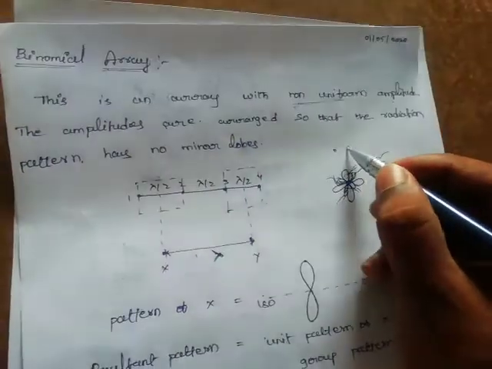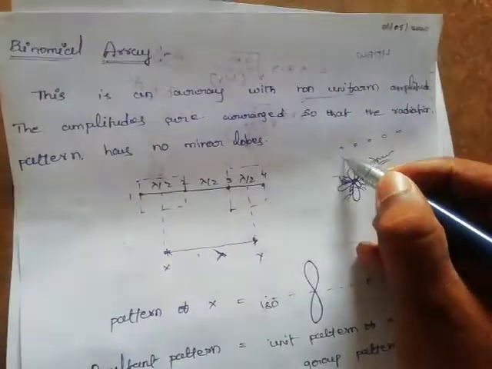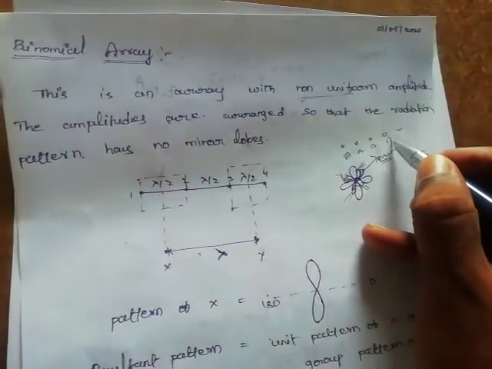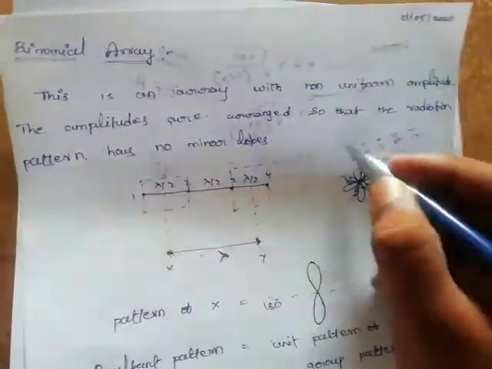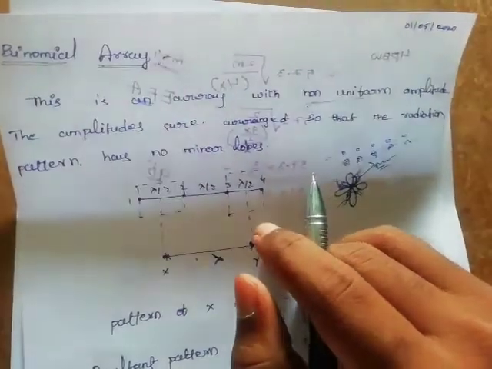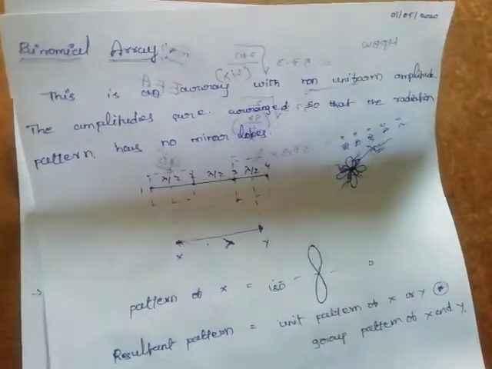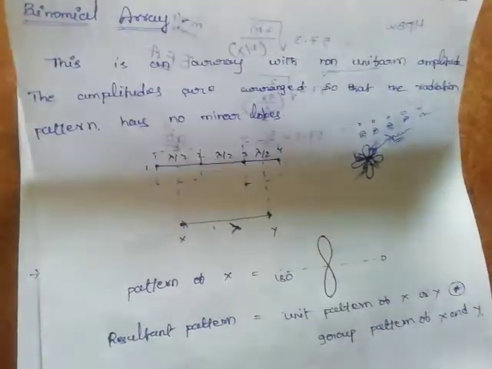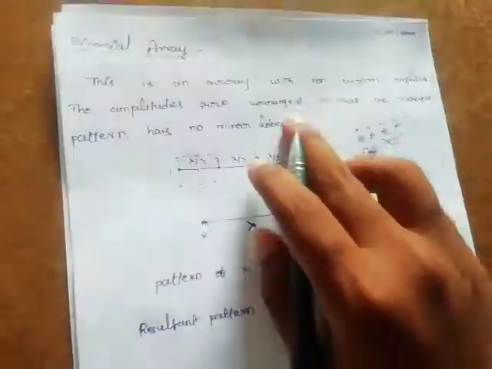Previously we had uniform amplitudes: for a number of point sources we had the same amplitude, for example A. Now we take A, then 2A, 3A, like that. We are taking different amplitudes. That is the concept here. We arrange the amplitudes so that we can reduce the minor lobes. I think you understood. Let's go further.